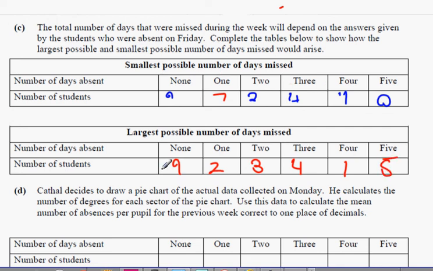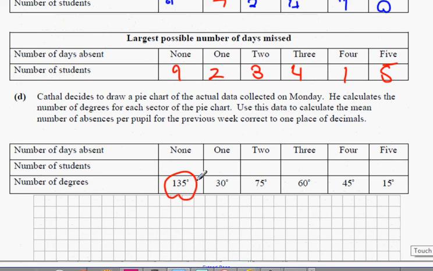Okay. Carl decides to draw a pie chart of the actual data collected on Monday. He calculates the number of degrees for each sector on the pie chart. Using this data, calculate the mean number of absences per pupil for the previous week, correct to 1 decimal place. So we've got to convert Carl's pie chart degrees into a fraction, into the number of students.